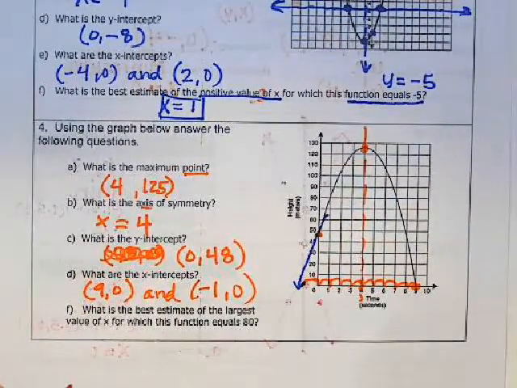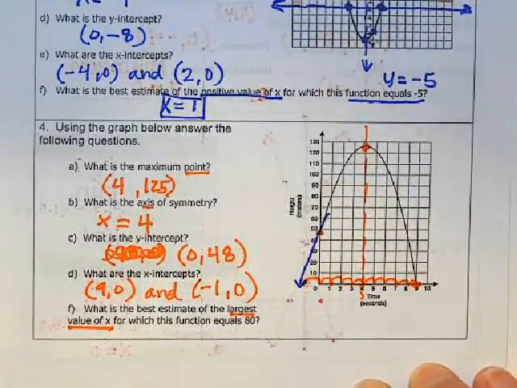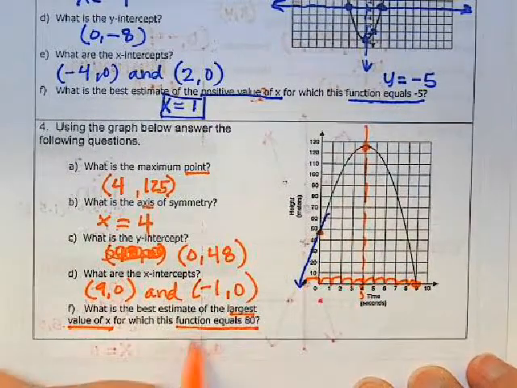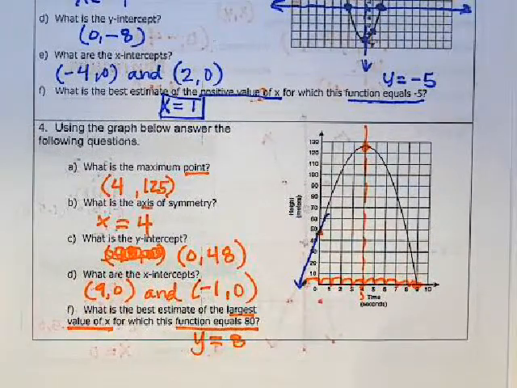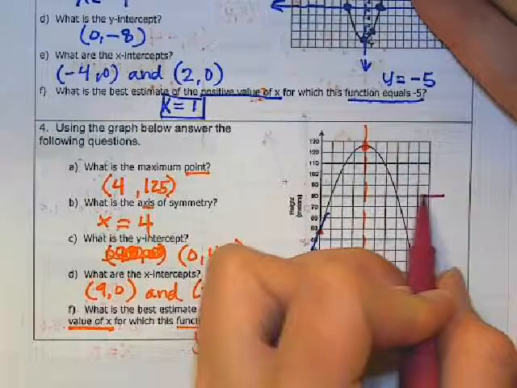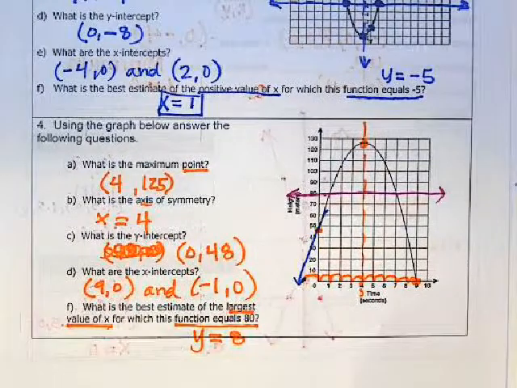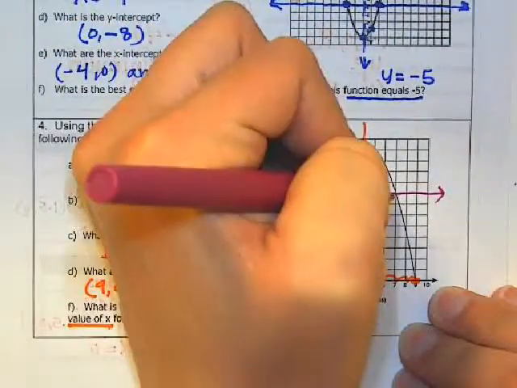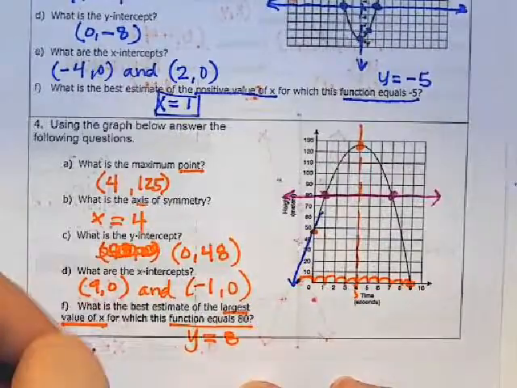Okay, F says, what is the best estimate of the largest value of x? So which one do I want? The biggest x for which the function equals 80. So y equals 80. What type of line do I have for y equals a number? Horizontal. So I'm going to go to 80 and draw my horizontal line. All right, what's my biggest x? Well, I have 2 of them. I have an x at 1 and an x at 7. And I got my largest x, which is x equals 7.